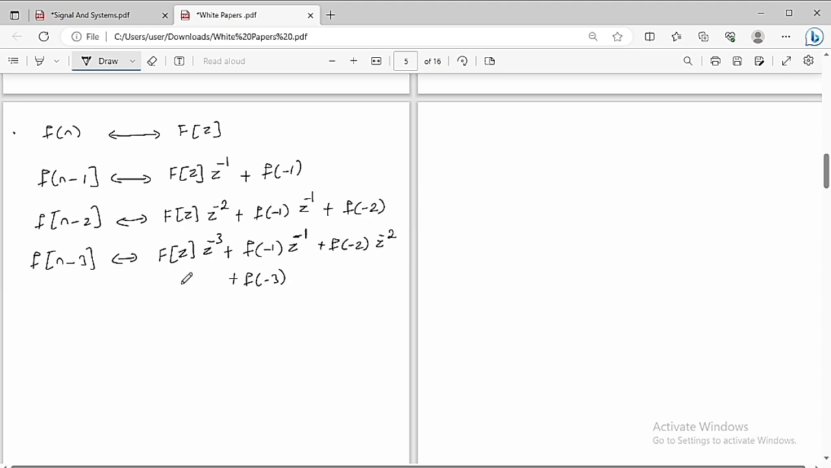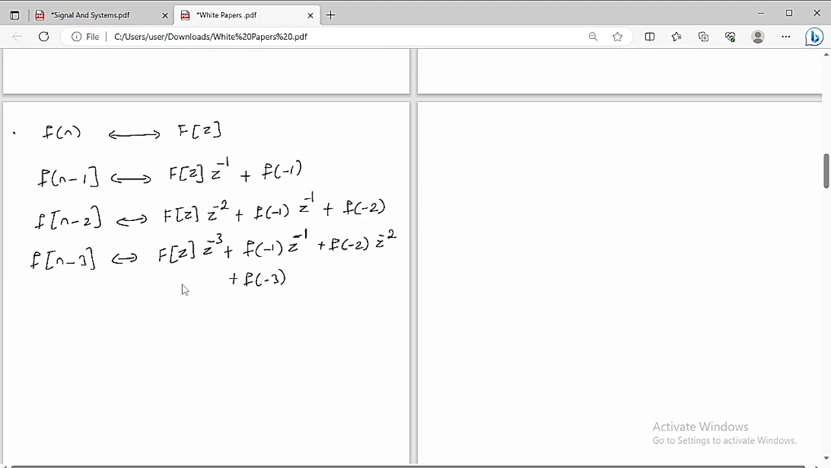So finally, let me go for f of n minus 4. So now you understand what I am trying to tell you. So f of n minus 4, I will write here. Listen carefully. First write f of z, then z to the power of minus 4, right?